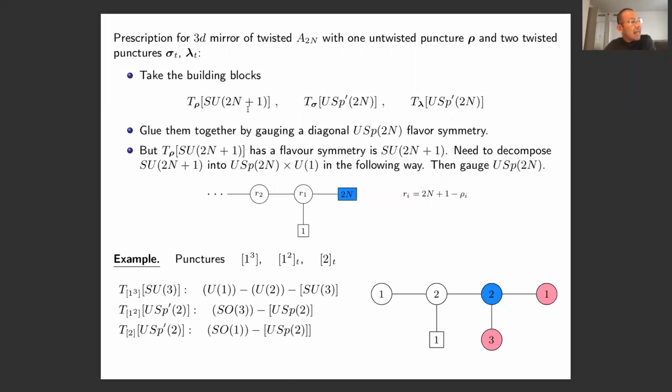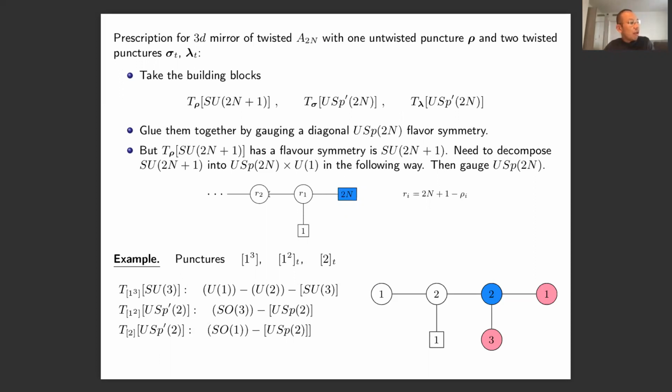However, you can see that the symmetry doesn't quite match. Because on one side you have an SU(2n+1), and on the other two you have USp(2n) symmetry. So what you need to do is gauge the common USp(2n) symmetry of these three theories, but then you have to decompose SU(2n+1) into USp(2n) times U(1) in the following way.